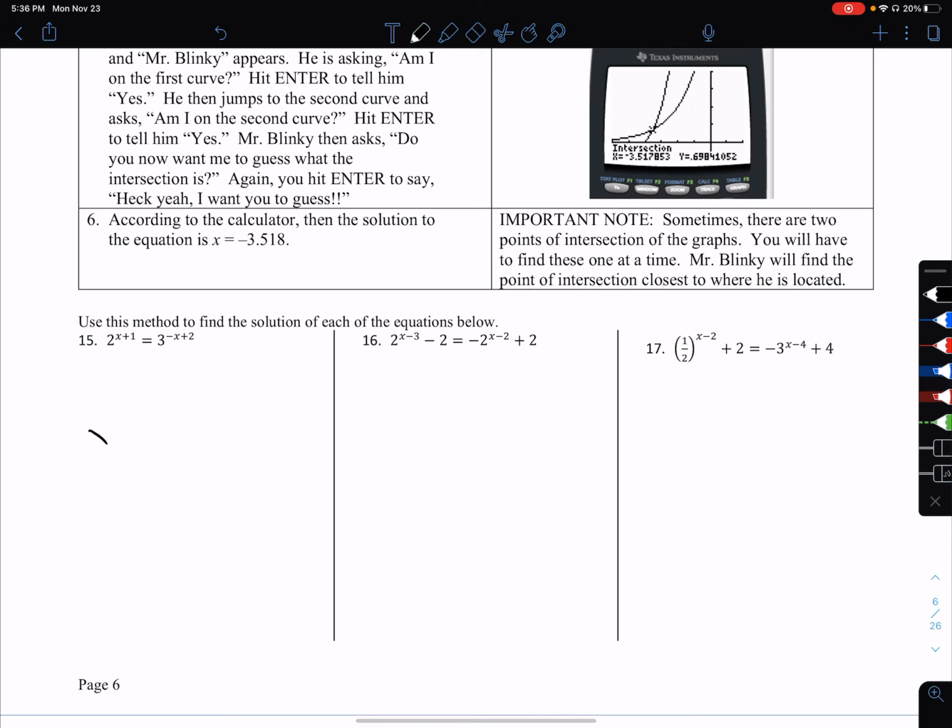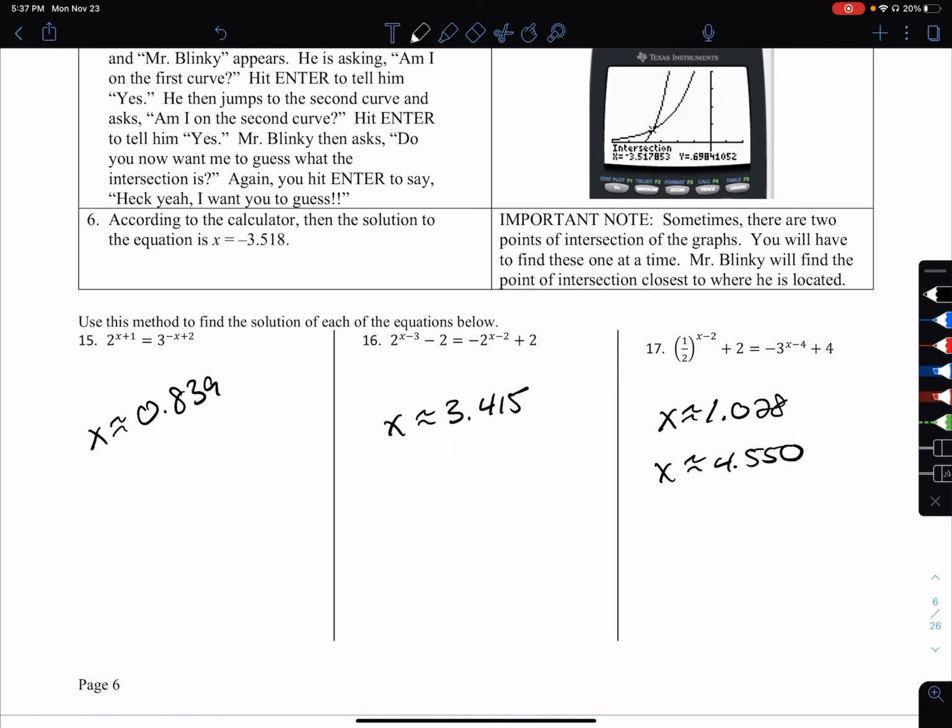You should get for this first one about 839 thousandths. For the next one, you should get about 3 and 415 thousandths. And for the next one, they cross two times. That means 2 times. One of them is at 1.028, and the other is about 4.550.